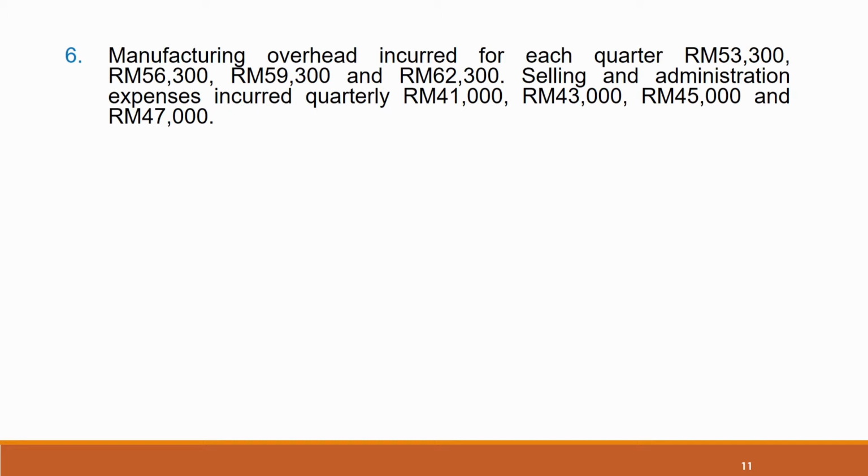Selling and administration expenses incurred quarterly Rm 41,000. So this one is for the first quarter. The second quarter Rm 43,000. The third one Rm 45,000. And the last one Rm 47,000. And this one we have to record in the cash disbursement.